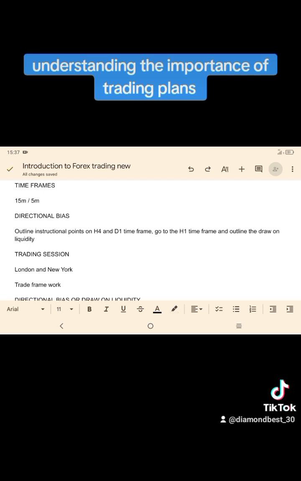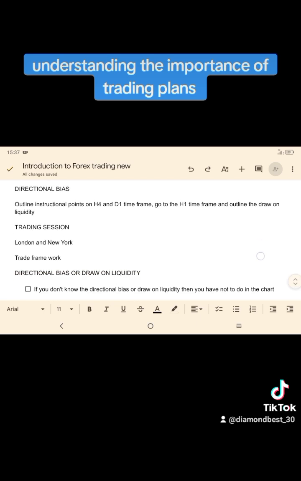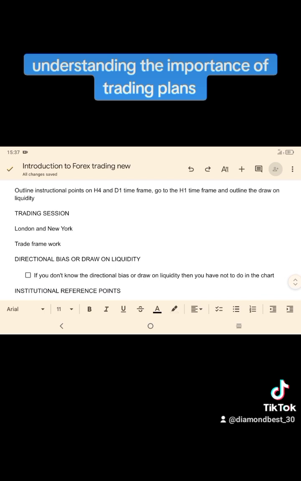But when we talk about the London and New York session, that is when the big boys are in the market and you need to make money at that time. And we talk about directional bias or draw on liquidity.